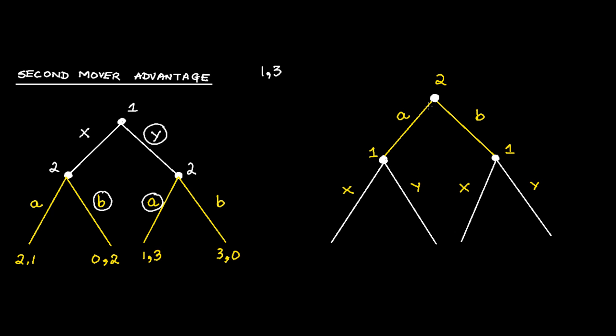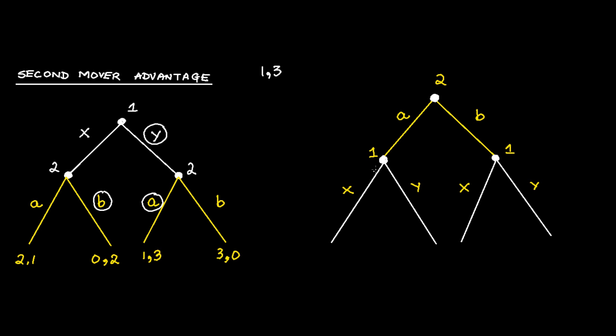So now we'll flip the game and we'll ask player 2 to move first. Player 2 has two choices, A and B. Then player 1 comes at these two decision nodes, and player 1 has four choices, X, Y, X, Y, depending on whether player 2 has moved A or B.